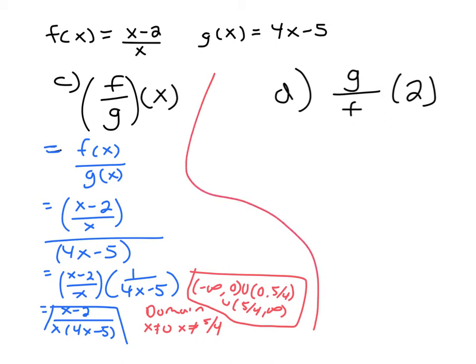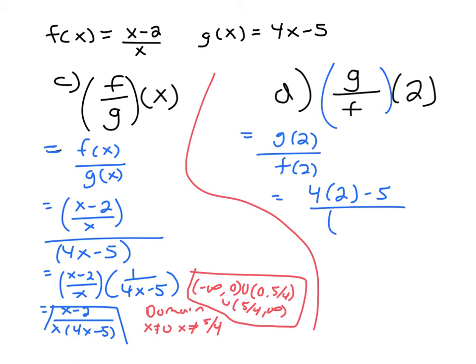Now let's do the next example. This one says g divided by f of 2. Let me first write that. This is the same thing as saying g of 2 divided by f of 2. So plug in 2 for x in g, and you'll get 4 times 2 minus 5. And then plug in 2 for x in f, and you get 2 minus 2 divided by 2.